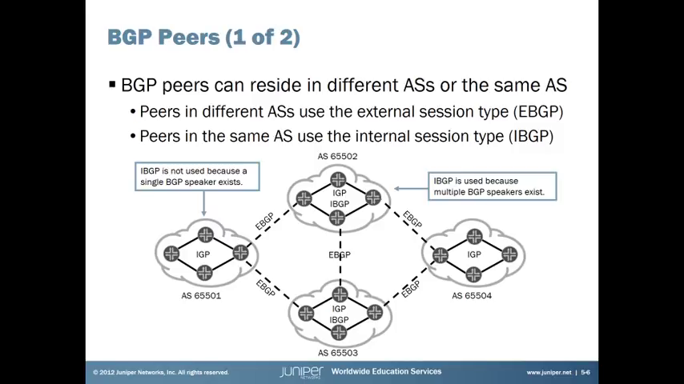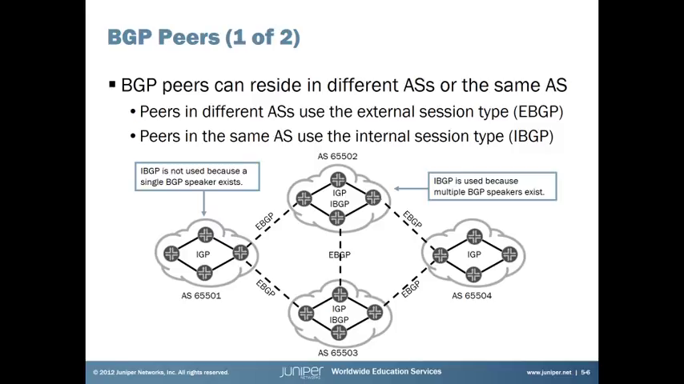So each one of those routers has a peer with the other two, okay, within that autonomous system. Each one of those BGP speaking routers will have a peering arrangement with the other two BGP speaking routers. So it's a full mesh peering arrangement in that situation.